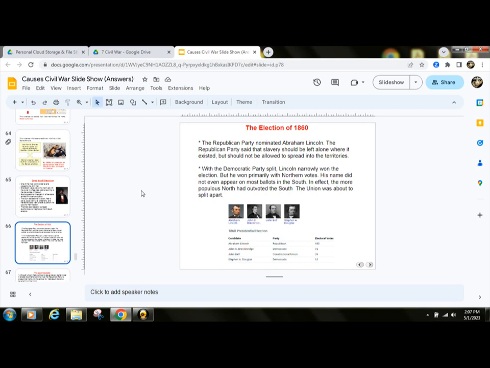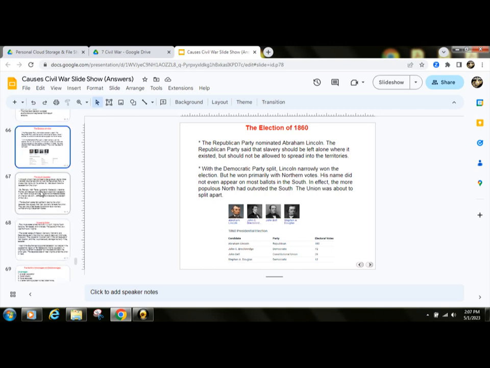The Republican Party said that slavery should be left alone where it existed, but should not be allowed to spread into territories. With the Democratic Party split, Lincoln narrowly won the election, but he won primarily with Northern votes. His name did not even appear on most ballots in the South. In effect, the more populous North had outvoted the South. The Union was about to split apart. So many people in the South didn't even have the choice to vote for Lincoln because he wasn't even an option. He was just so unpopular in the South.